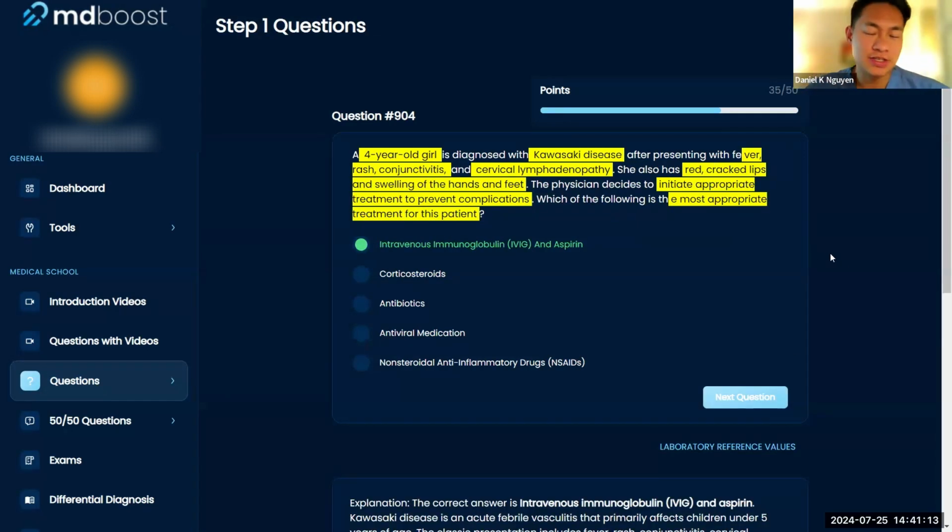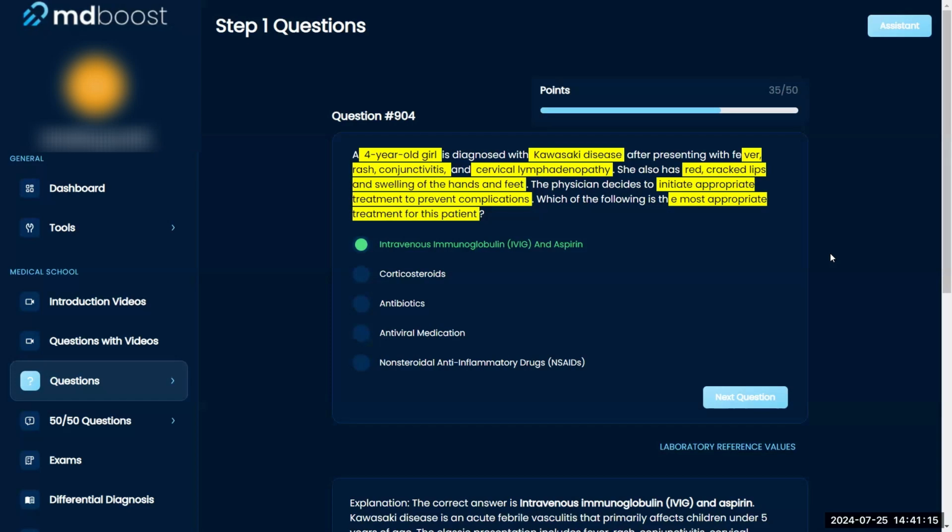Okay. Kawasaki is treated with aspirin and IVIG. I couldn't remember if I was thinking about the disease that causes issues, which is Reye's syndrome. Reye's gives you encephalopathy, hepatic issues, and whatnot. That's why you can't give aspirin to children, under 5 or something, with viral infections. That's the key. You can't give aspirin if you have some kind of virus.